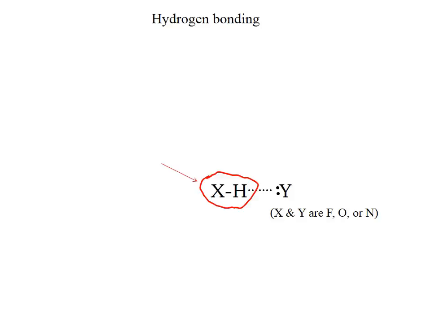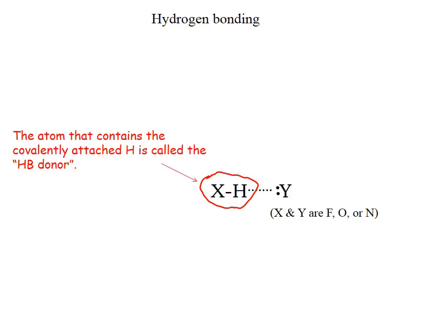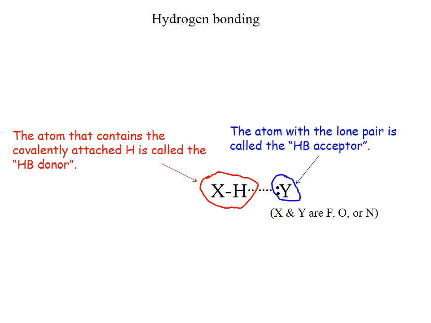Now let's get back to our requirements. This XH group is called the hydrogen bond donor. So the group that contains the hydrogen is called the donor. It donates the hydrogen bond. The group that has the lone pair of electrons is called the acceptor. And every hydrogen bond has one donor and one acceptor. And you do need to know that. We're going to talk about that in a few minutes because it has some significant implications in terms of the strength of the hydrogen bonds.